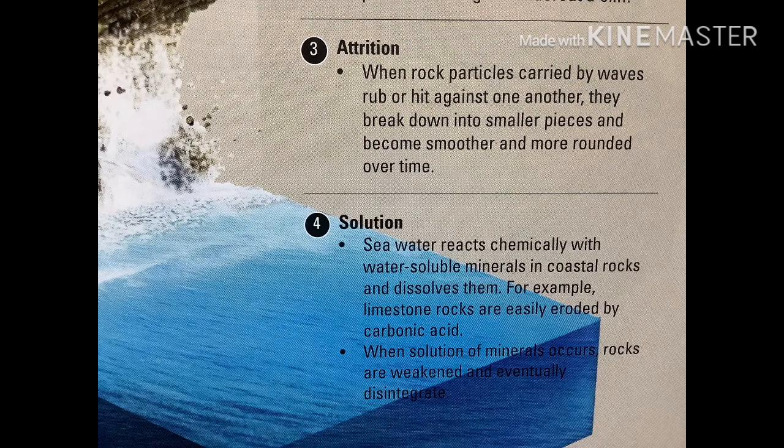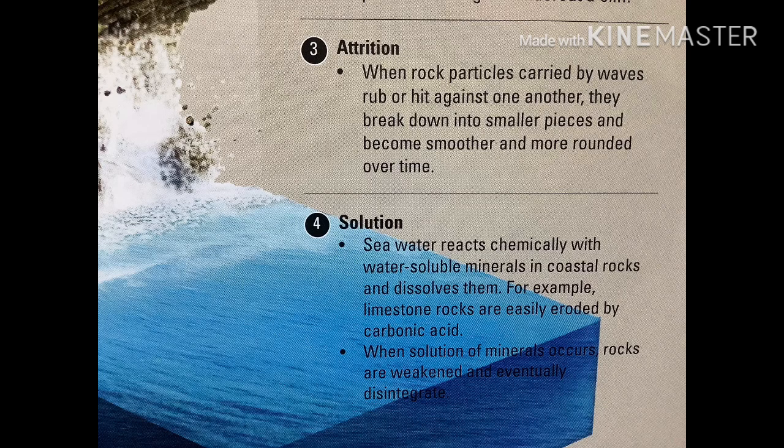Now the next one, attrition, doesn't affect the coastal area directly. Attrition is the process whereby sediments that are carried within the water itself hit one another and in the process are broken down into smaller pieces. Another side effect of this is that the sediments tend to become very rounded and smooth when they hit one another within the water itself.